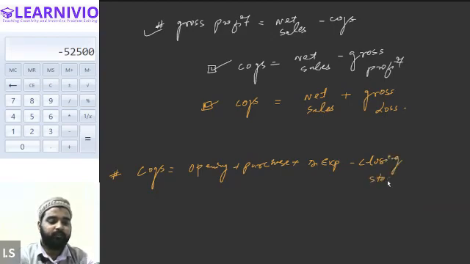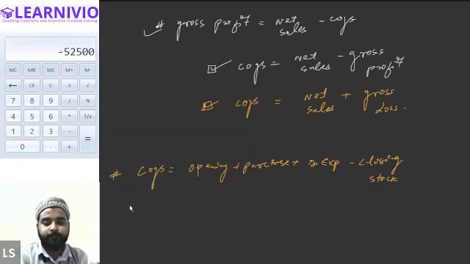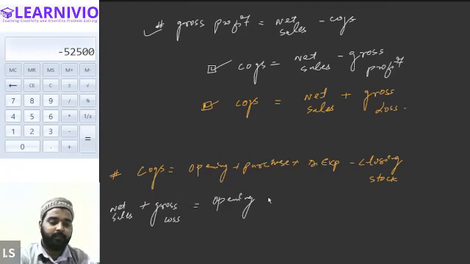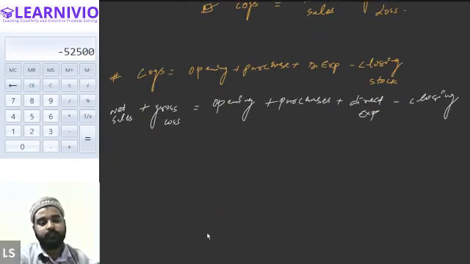We will apply this formula, and now we will expand the cost of goods sold again. Cost of goods sold will be net sales plus gross loss, and on the right side of the equation, we will have the opening stock plus the net purchases, then the direct expenses will be added, and the value of the closing stock. You can write it this way now. Is this clear? Yes, sir.